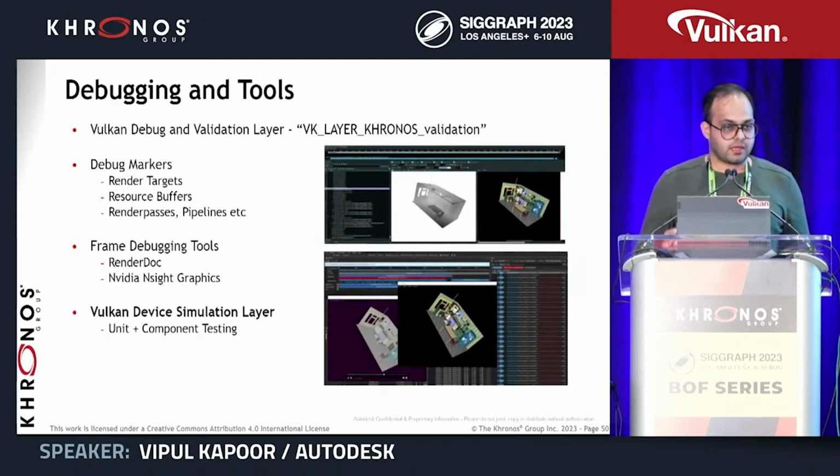A little bit on debugging and tools. A good part of this journey was debugging for stability, and fortunately we were not flying blind. We relied on the Vulkan debug and validation layer for correct API usage across Windows, Linux, and Android. And shout out to OpenUSD for providing the debug marker infrastructure, so all our GPU resources were annotated.